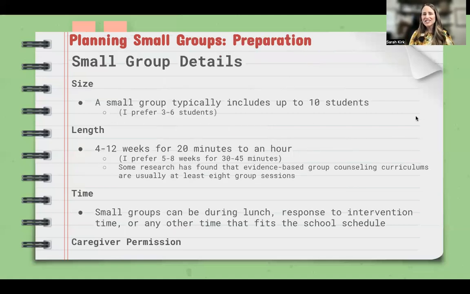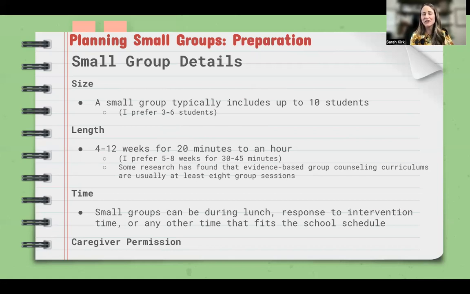All right, so now let's talk about how you plan for your small groups. So let's talk about some of the details. Size is a topic that often comes up. How big? How many students should I have? And it really varies. So I say here, and ASCA recommends that small groups should include up to 10 students. Personally, I prefer smaller than that.